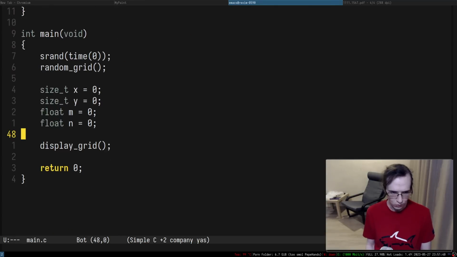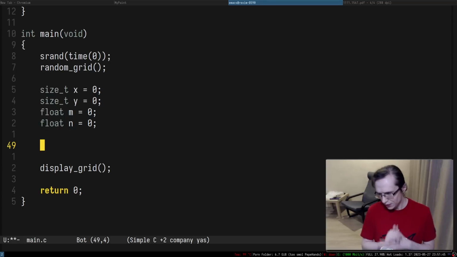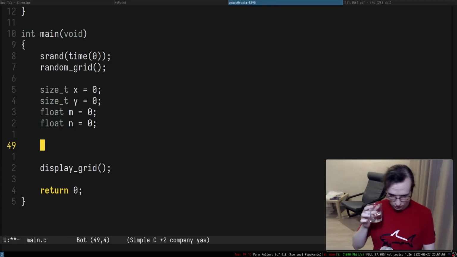Right, there we go. So what's going to be the next thing we're going to do? I suppose we just need to iterate the whole circle, right?